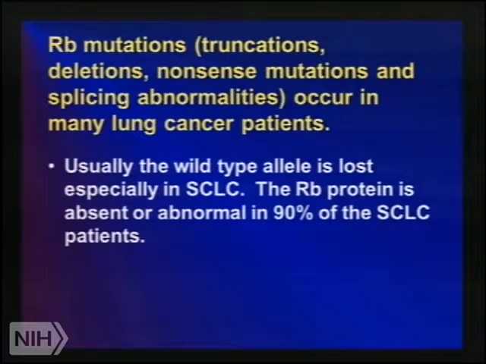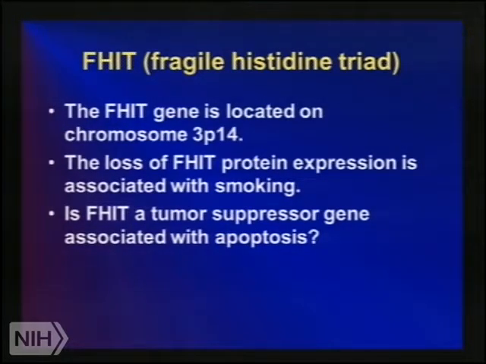For the retinoblastoma gene, you can have a variety of events going on, such as truncations, deletions, nonsense mutations, and splicing abnormalities. This can occur in many lung cancer patients, and the RB protein is absent or abnormal in 90% of small cell lung cancer patients. But with RB, we really don't have any good drugs to have its normal activity return. The FHIT gene is called fragile histidine triad. It's located on chromosome 3p, and this is where a lot of deletions occur in lung cancer patients. But FHIT protein expression is associated with smoking, and it remains to be determined if FHIT is a tumor suppressor gene in lung cancer.